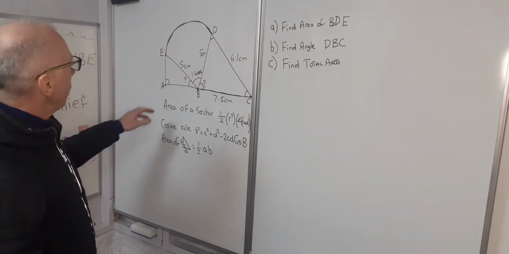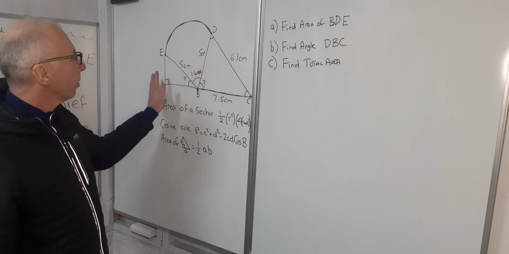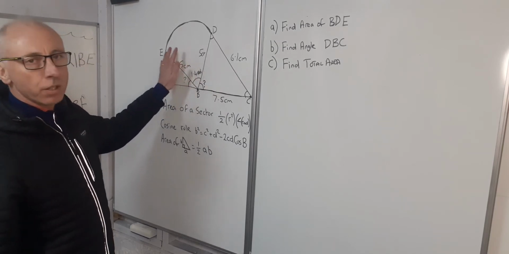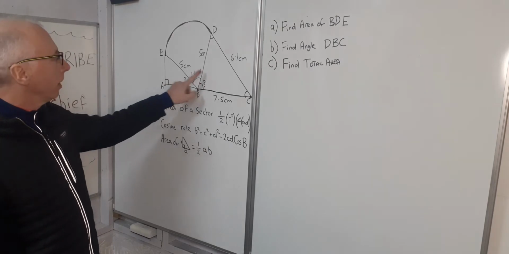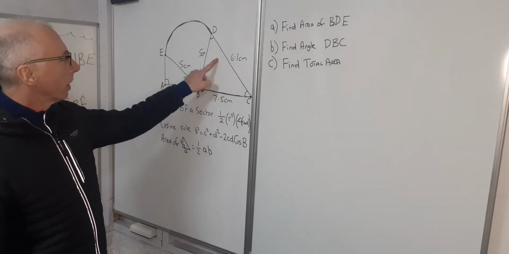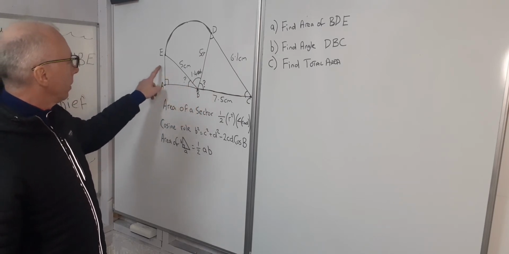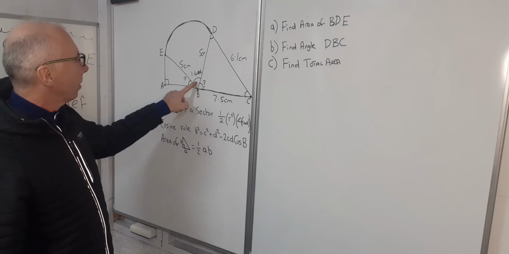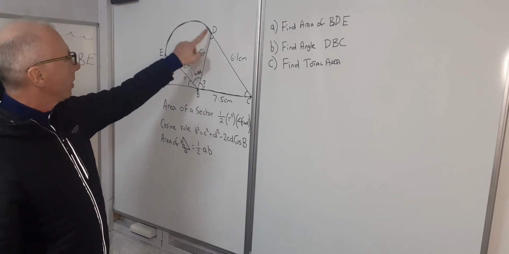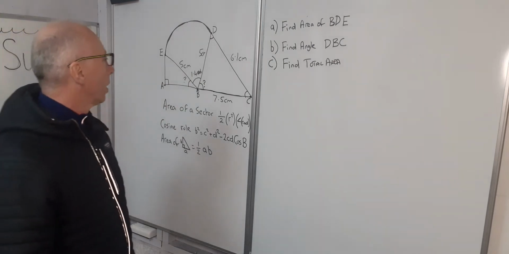Okay, so in this question, we're given this shape here, which is a collection of triangles, and it's also a sector of a circle, all mixed together. We've got a right-angled triangle here, and we've got a scalene triangle here with the given sides. And this right-angled triangle, we only know one side, and we're given this angle here of this sector, which is 1.4 radians.